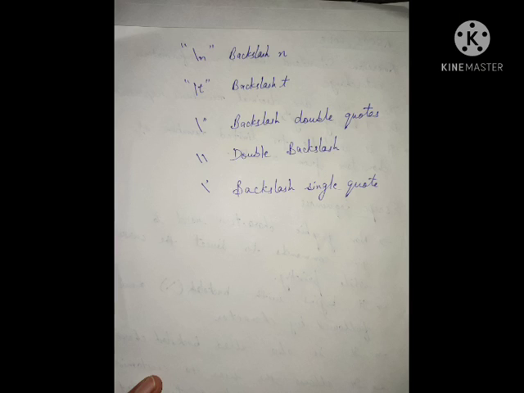There are some backslash characters that we use in our programs. The first one is \n, used for a new line; \t is used for tab spacing; \" is used to print double inverted commas in your output; double backslash is used to insert a backslash at the point of its appearance in the message; and \' is used to insert a single quote in your output message.